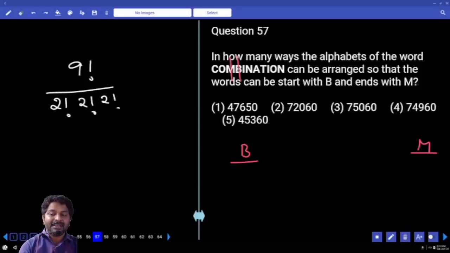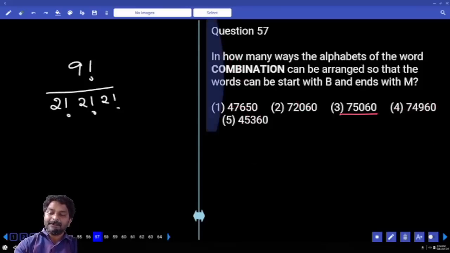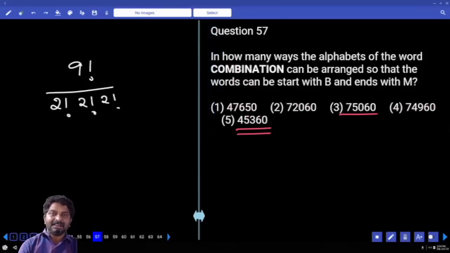Let's go and verify. Can it be the first option? 5 plus 4, 9 over. Is it a 9 multiple? No. Second option, 7 plus 2, 9. Is it a 9 multiple? No. 5 plus 6 plus 7, that is 18. Is it a 9 multiple? Yes. 6 plus 4 plus 7, 17. Is it a 9 multiple? No. 6 plus 3, 9. 5 plus 4, 9. So how many possibilities are there? 2 possibilities are there. Correct?